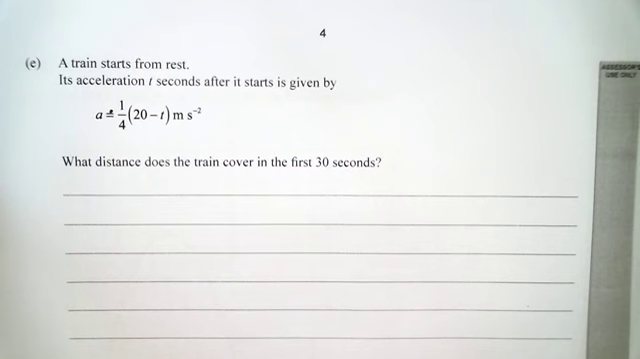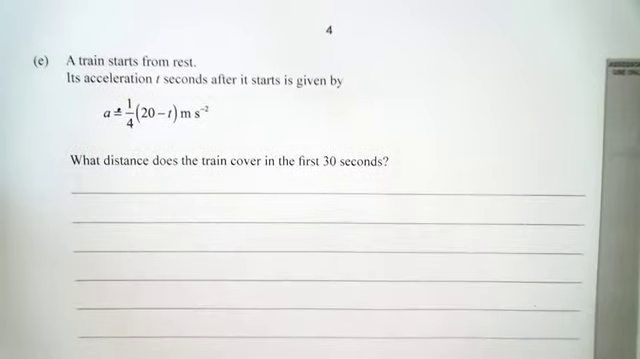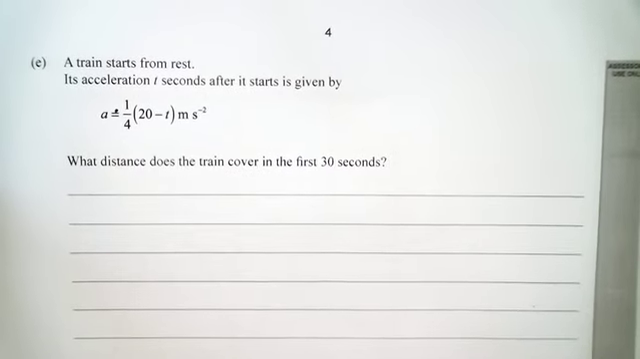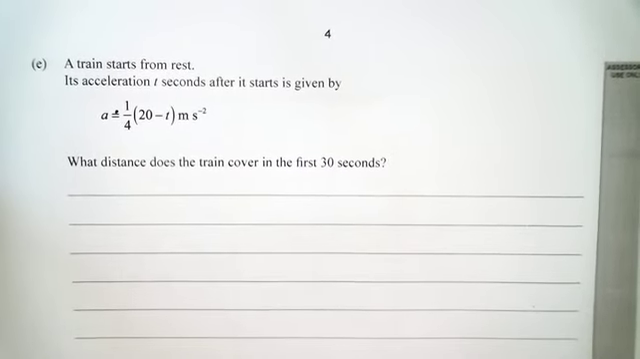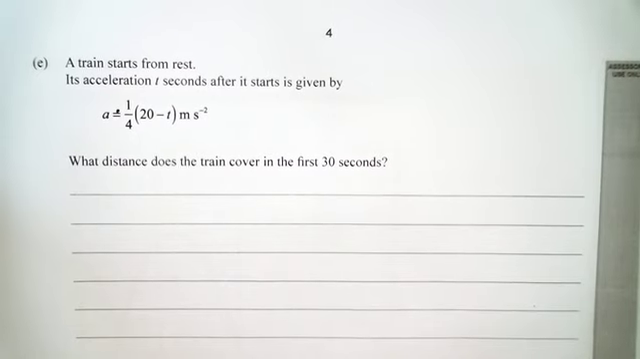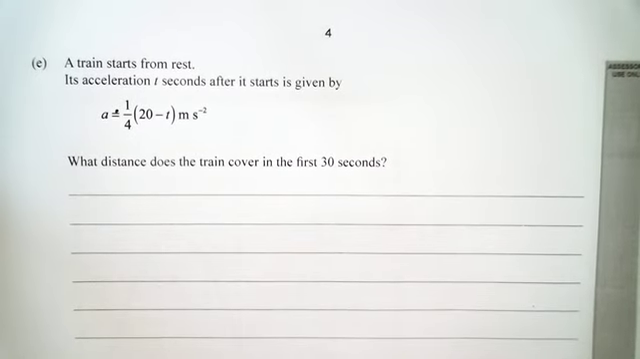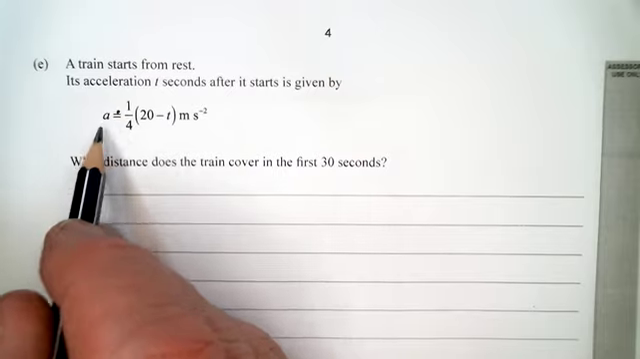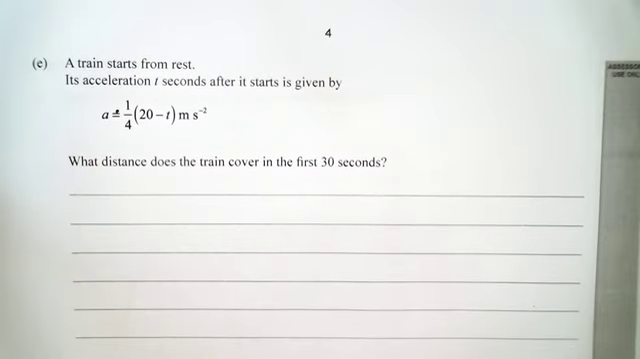Question 4. Now it says, choosing a sharper pencil, I think. Question 4 says this train starts from rest, it accelerates, heads off. After it starts, the acceleration is given by this formula here. I'm going to find the distance. So really we've got to find the distance formula.